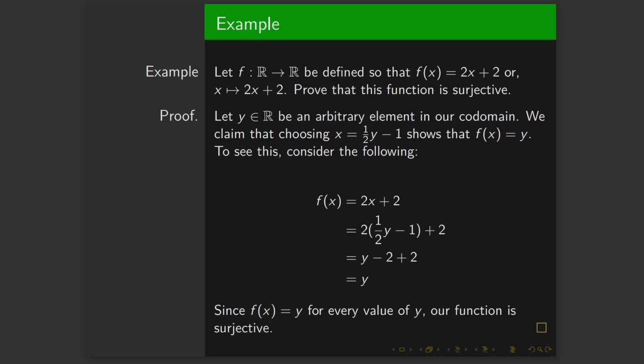So let's just let y be a random element in our codomain. Then we need to choose x in a smart way. So we're going to choose x to be equal to half y minus 1. And this shows that f of x is equal to y. To see this, f of x is equal to 2x plus 2, well, replace x with one half y minus 1. Algebra out, we get y. So f of x is equal to y. So our function is surjective since y is just an arbitrary element. We can always find the corresponding x.